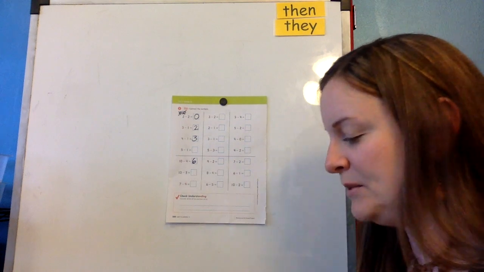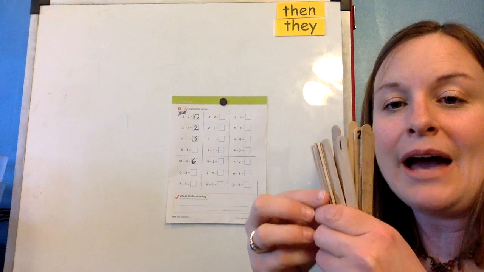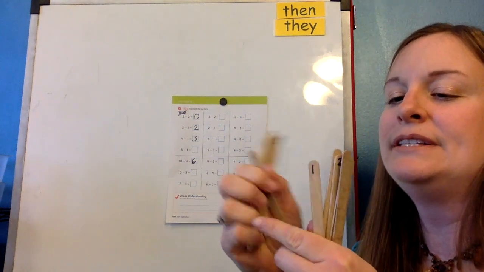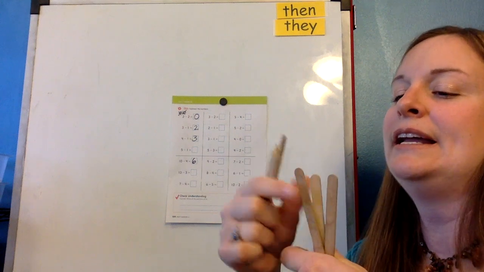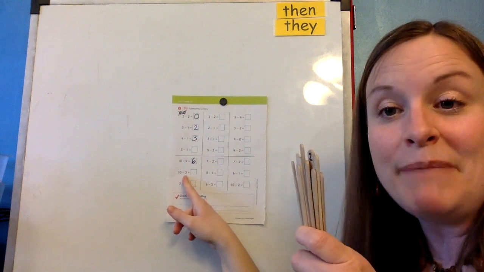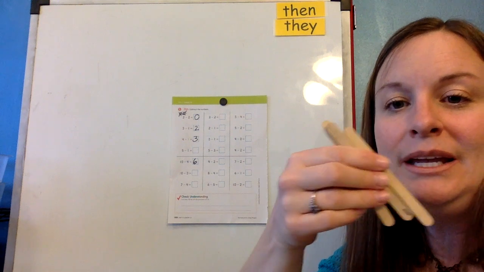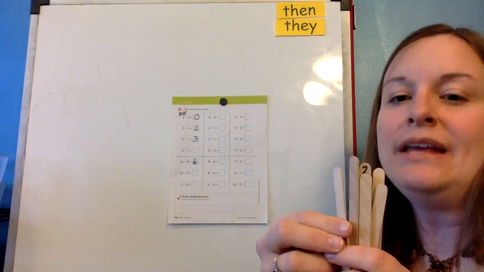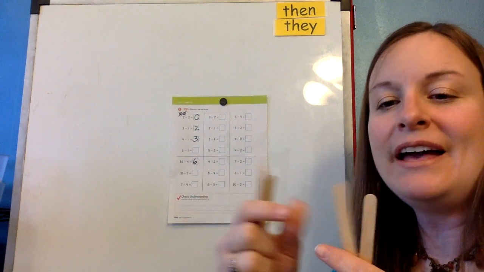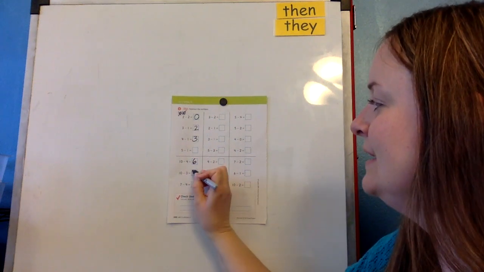Now your other option is I have a bunch of sticks here. So I could grab 10 sticks. So 1, 2, 3, 4, 5, 6, 7, 8, 9, 10. And then it tells me to put how many back. It tells me to put 3 back. So I'm going to put the 3 back, and it leaves me with 1, 2, 3, 4, 5, 6, 7. So we're going to write 7 in there.